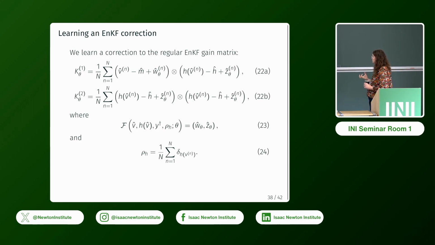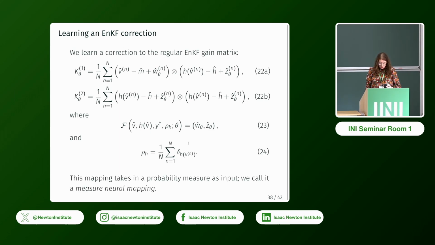So we use information about the whole ensemble to inform these corrections. So we have an input of this empirical measure, which is the ensemble projected into the observation space. So this is a mapping that takes in a probability measure as input. So in the paper, it's called a measure neural mapping, and there's a more careful definition of it and everything.